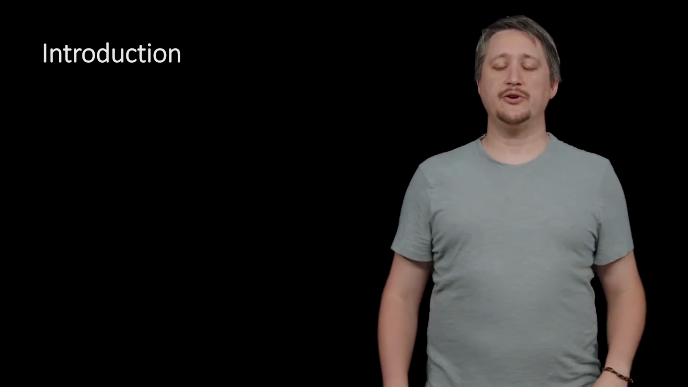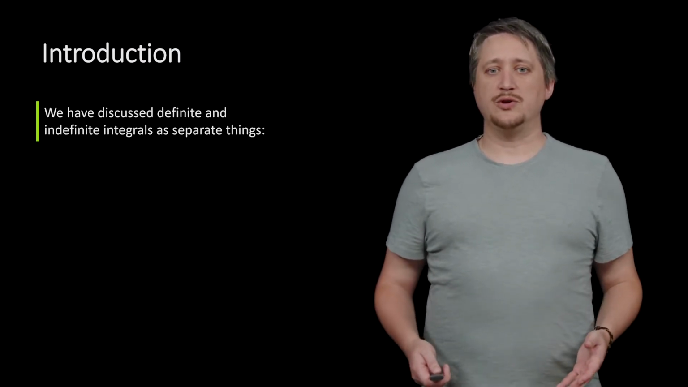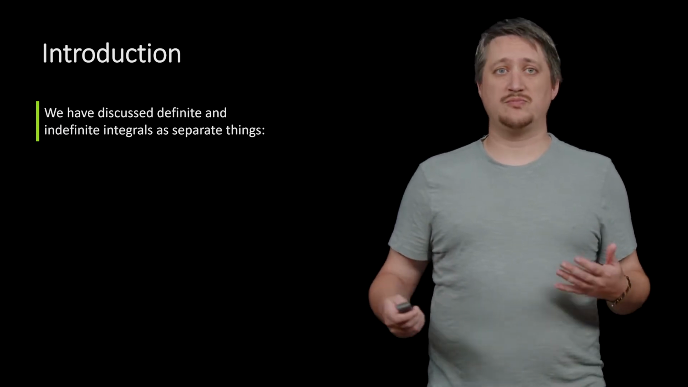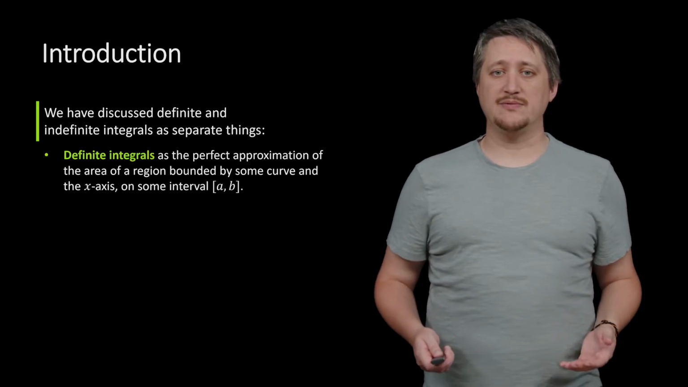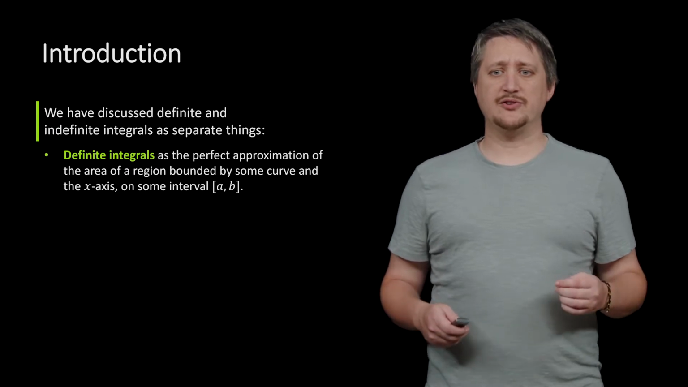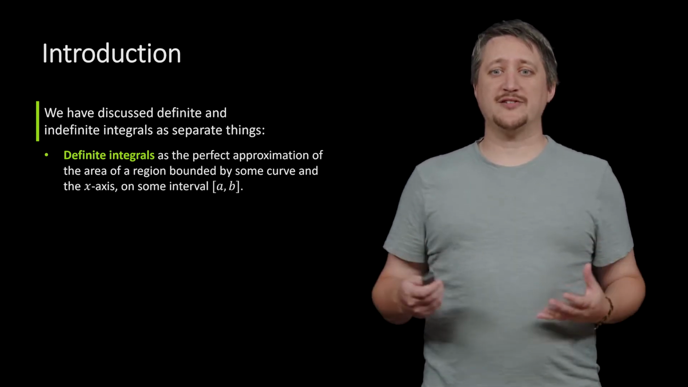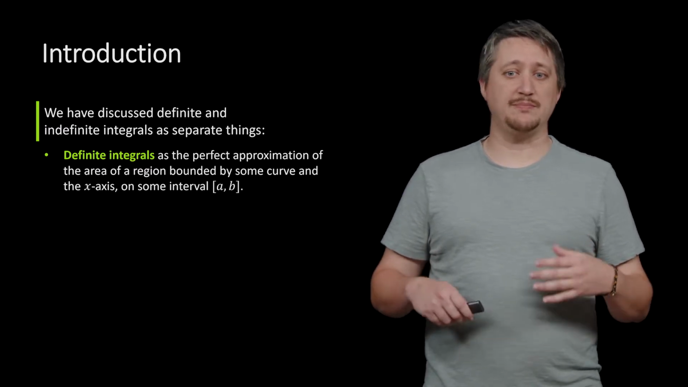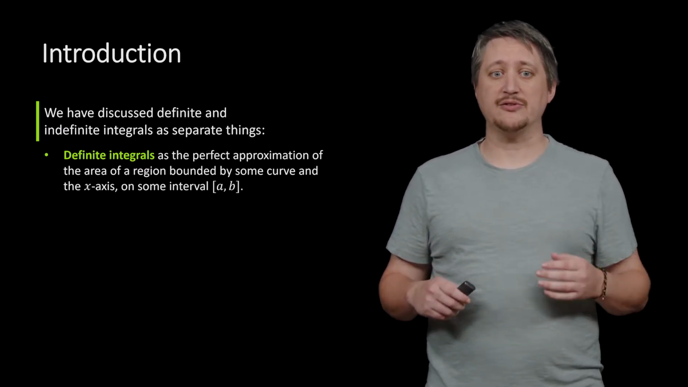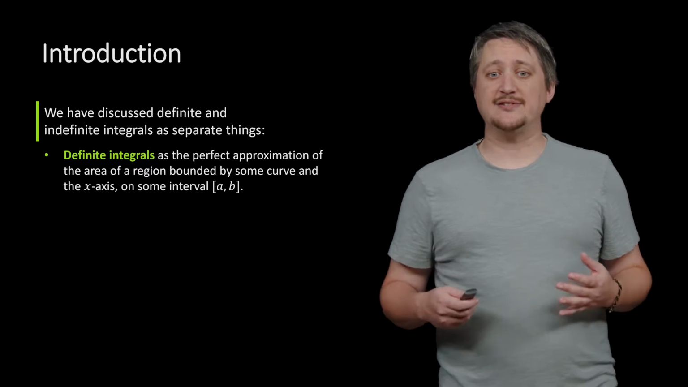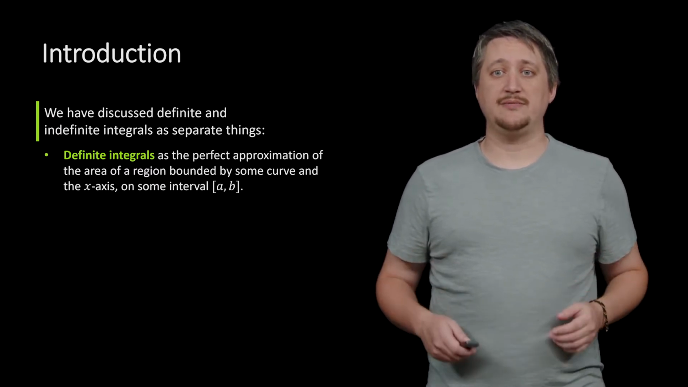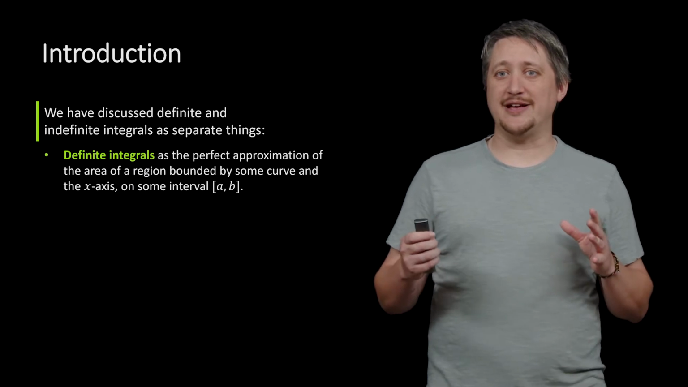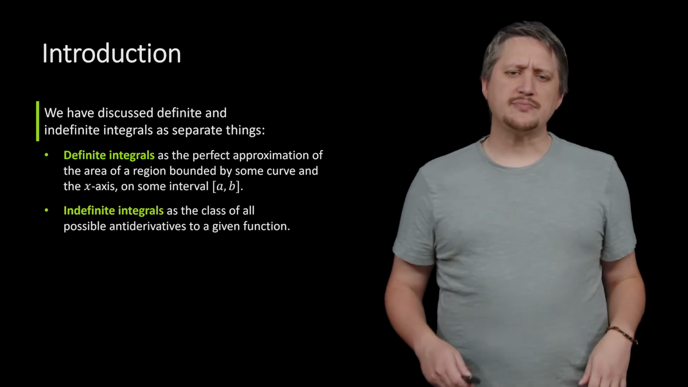Hello. So, thus far, we've discussed definite integrals and indefinite integrals as completely separate things, right? Definite integrals are the perfect approximations of the area of some region bounded by some function along the top, the x-axis, and some interval a to b, right? So it's finding a perfect area of a shape that has a curved edge.